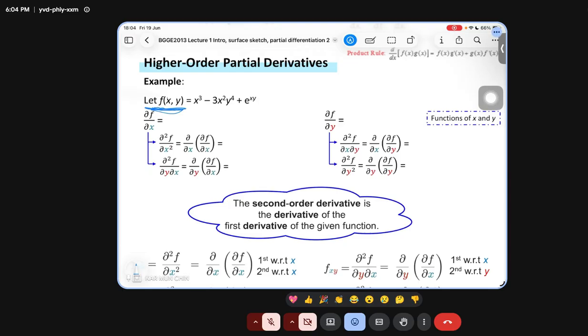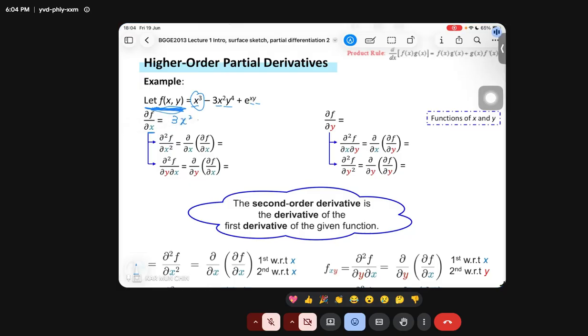This is the multi-variable function that we learned yesterday, f with x and y in brackets. You can see in the equation you have these x, y variables. If you want to differentiate it with respect to x, what will you get? Let's say for this x cube, if you differentiate with respect to x, you will get 3x squared, correct or not?